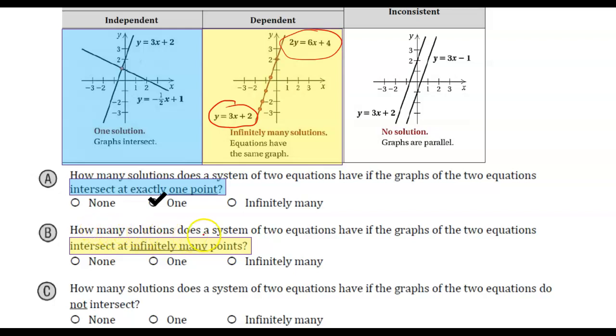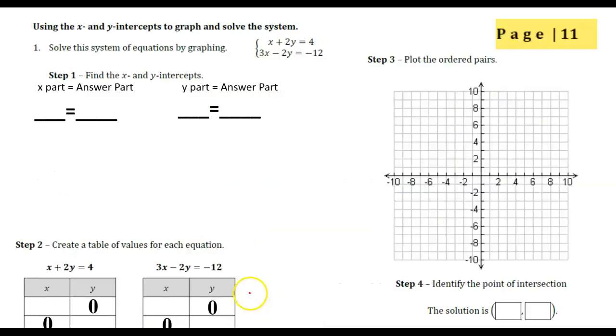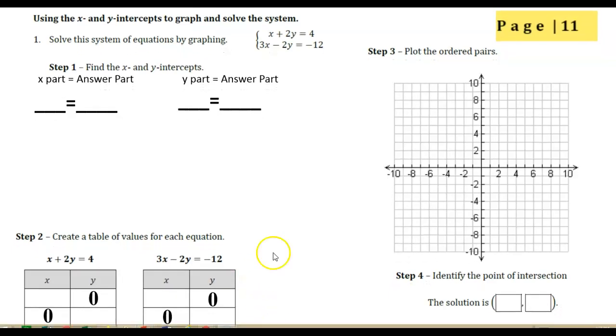Whereas, let's say, how many solutions would a system have if the graphs of the 2 equations intersect at infinitely many points? Well, infinitely many, right? And then, of course, if the lines do not cross or intersect at all, how many solutions would that have? None. All right, so now comes to the point of us actually graphing these lines and seeing if they are indeed one solution, no solution, or many solutions. So let's continue.